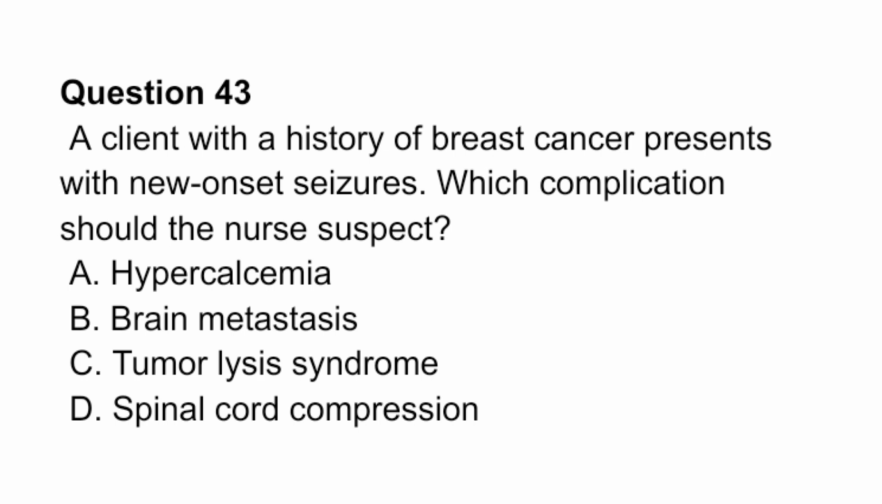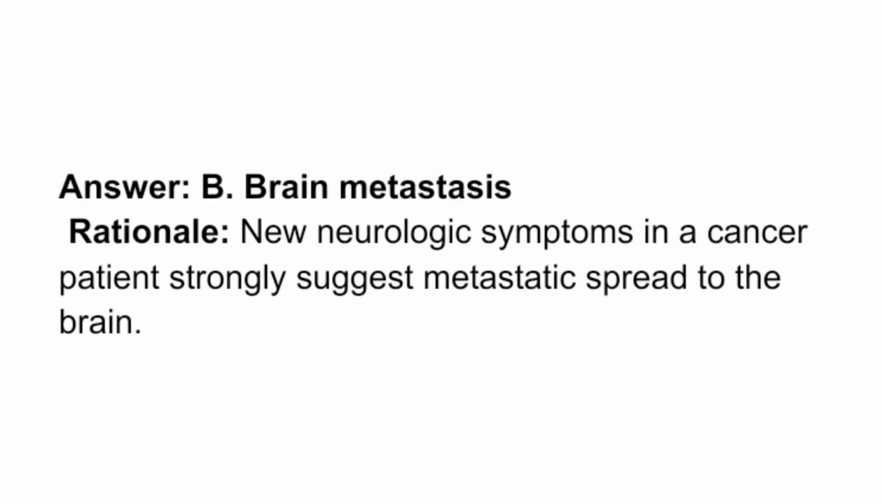Question 43. A client with a history of breast cancer presents with new onset seizures. Which complication should the nurse suspect? A. Hypercalcemia. B. Brain metastases. C. Tumor lysis syndrome. D. Spinal cord compression. Answer. B. Brain metastases. Rationale. New neurologic symptoms in a cancer patient strongly suggest metastatic spread to the brain.